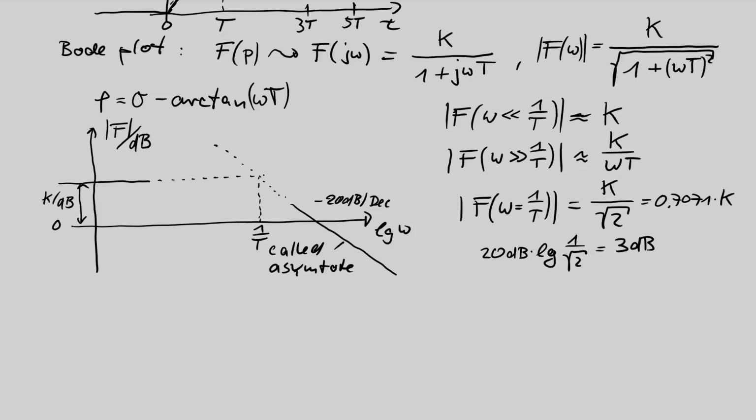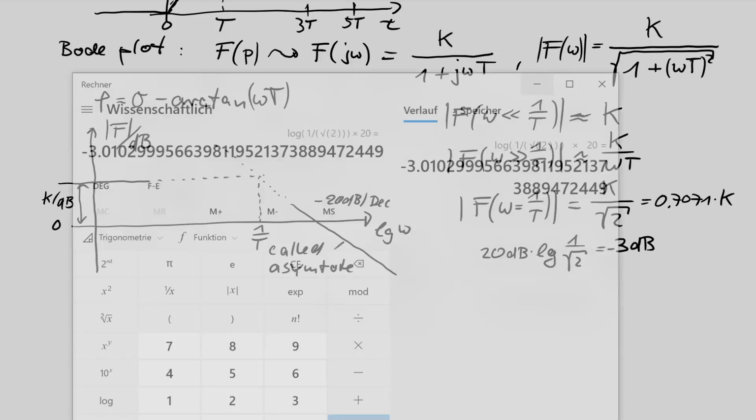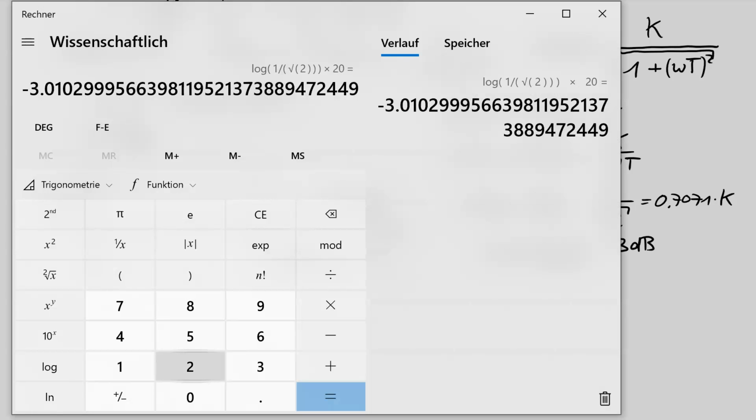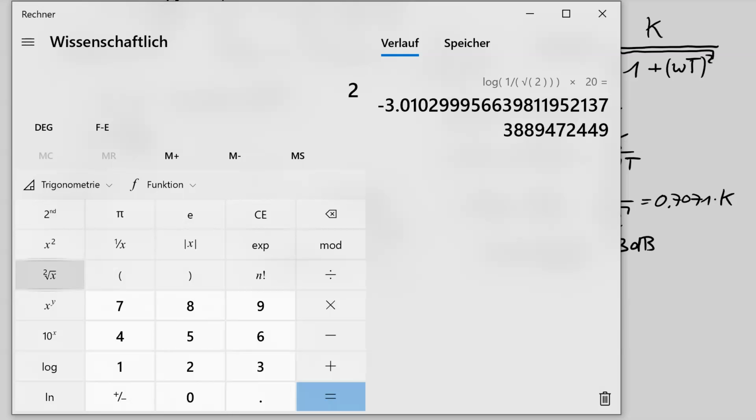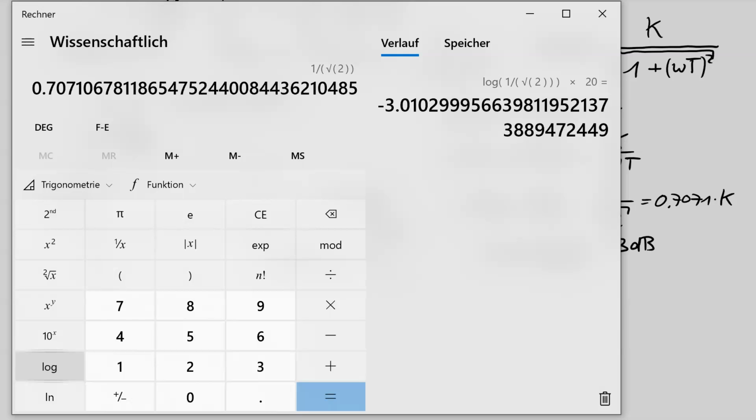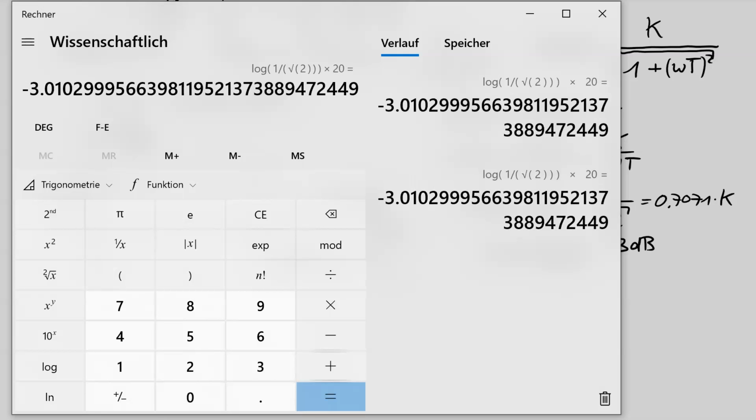Sorry, of course I have made a mistake. This must be a minus 3 dB. Let's just show this in the handheld calculator. I have the 2, then I want to have the square root function, which is 1.414. Then I have the inverse, 0.7. I calculate the logarithmic factor and multiply with 20. And then you see negative 3.010 dB. So the difference to the real 3 dB value with which we calculate is very small.